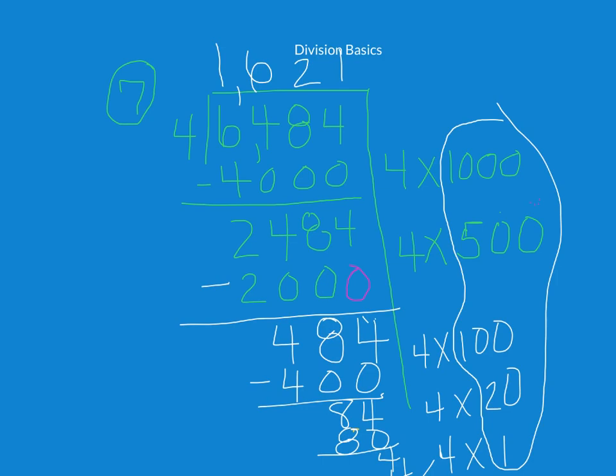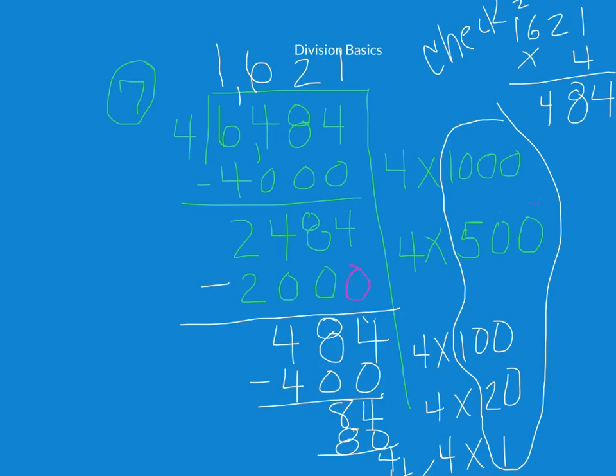Now I'm going to go off to the side. I've got 1,621 in each group. Multiply that. I'm doing my check now. Multiply that times 4, the number of groups. 4 times 1 is 4. 4 times 2 is 8. 4 times 6 is 24. Regroup those 2,000s. 4 times 1,000 is 4,000 plus 2,000 is 6,000. So 6,484, that's the same as the dividend that I started out with. So the answer must be correct.